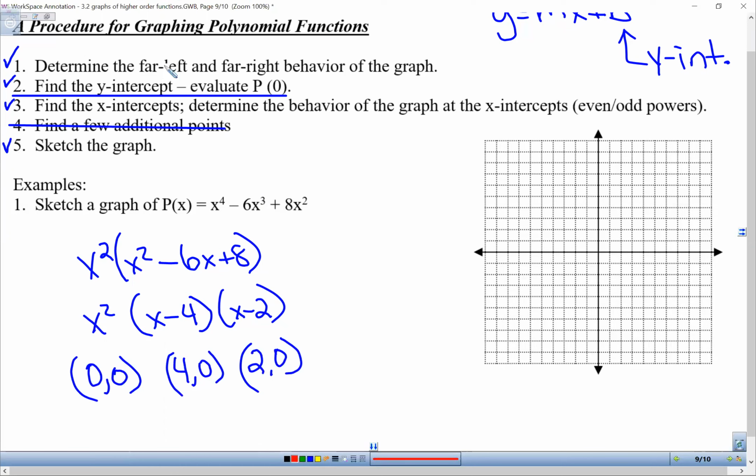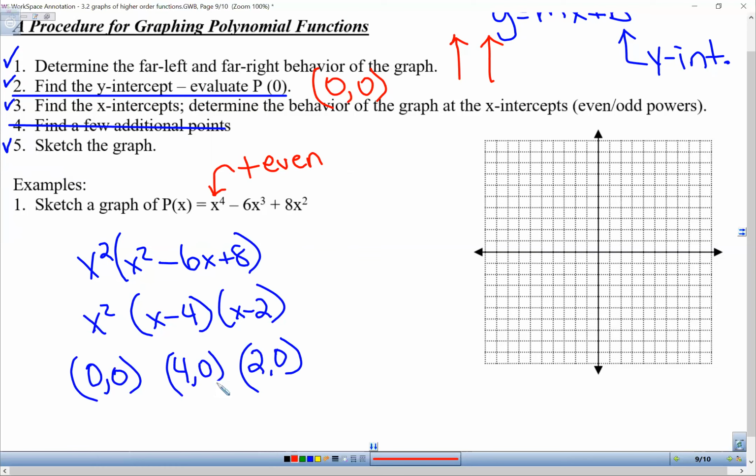So let's look at far left and right behavior. My leading term is x to the 4th. So that is positive, and the exponent is even. So remember, that means my graph goes up on the left and up on the right. My y-intercept, there's no number at the end here, so my y-intercept is 0, 0. So only time you're going to have something else is when there's a number at the end without a variable.